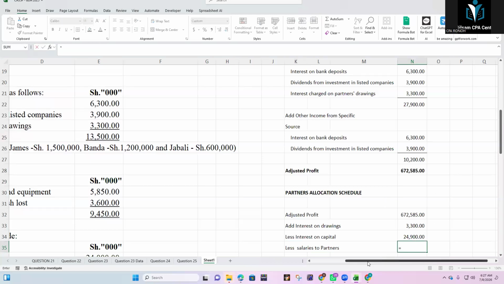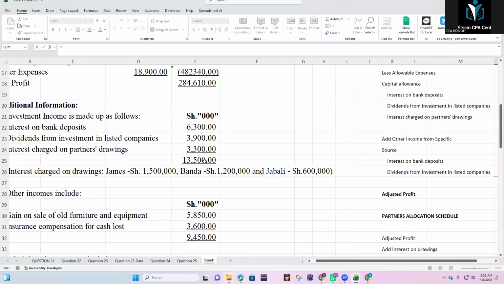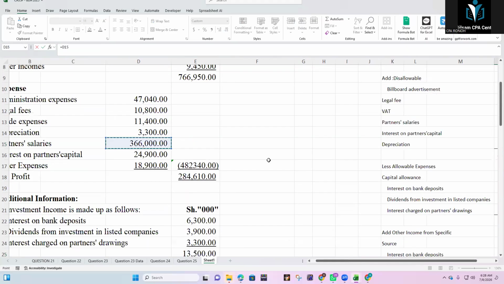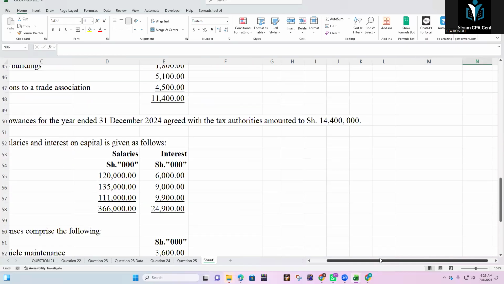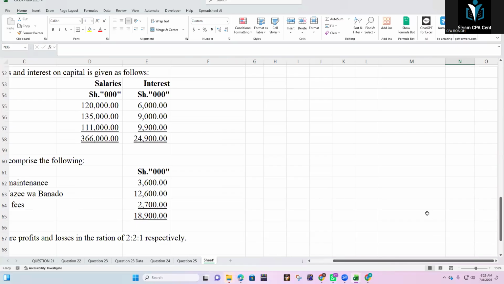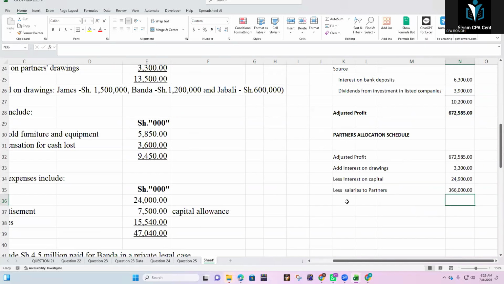So subtract salaries to partners. We call that 6 something. With that, we'll be able to get a profit to be shared. Even if we have the commission to partners, subtract here also. So profit to be shared is this plus this minus this minus this. So this is the profit to be shared.